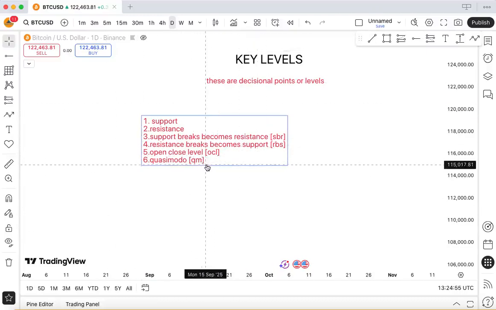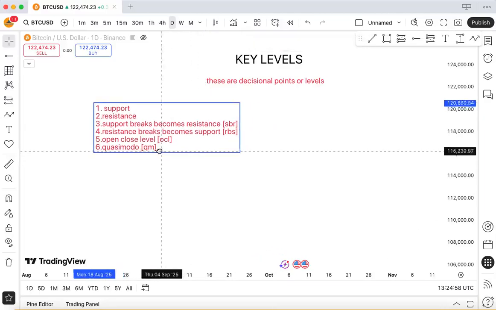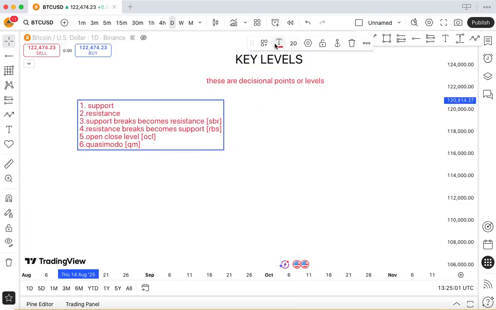So these are the only key levels we have, and these are the only key levels we trade. There are six. We have the support, we have the resistance, we have the support breaks becomes resistance. So this is a formation of a support, then a support gets broken, then it becomes a resistance. So that is our SBR. Then the fourth one, we have the resistance breaks becomes support. So this is probably from a resistance level being broken, and then it becomes the support.